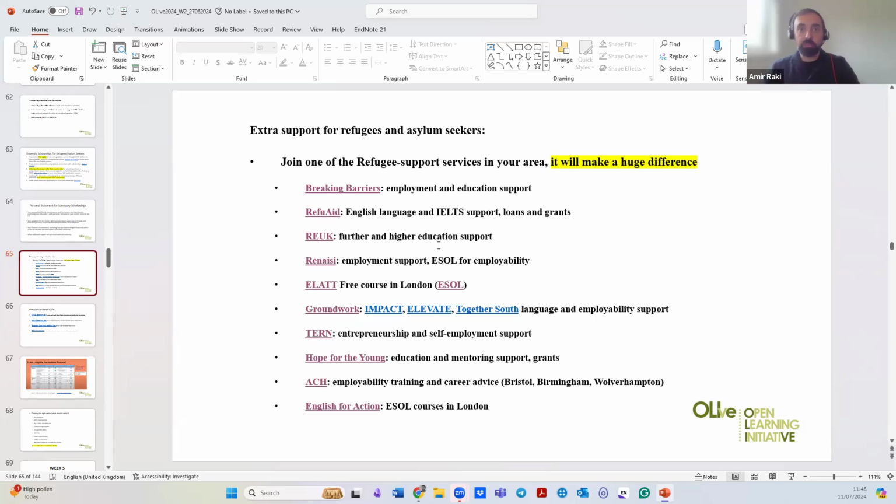So make sure that you try to become more active in terms of making connections and reaching out to different places for support. And there are many other organizations that I'm going to share with you in the next few months, but these are the main ones, especially helping with employment and with education and language learning.